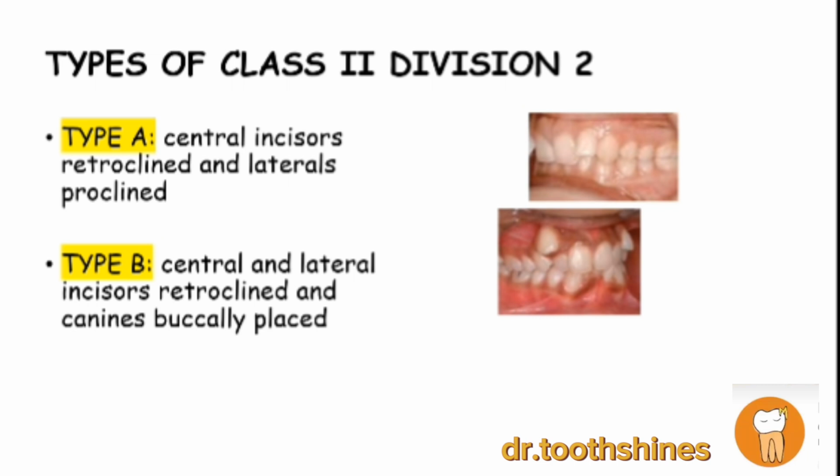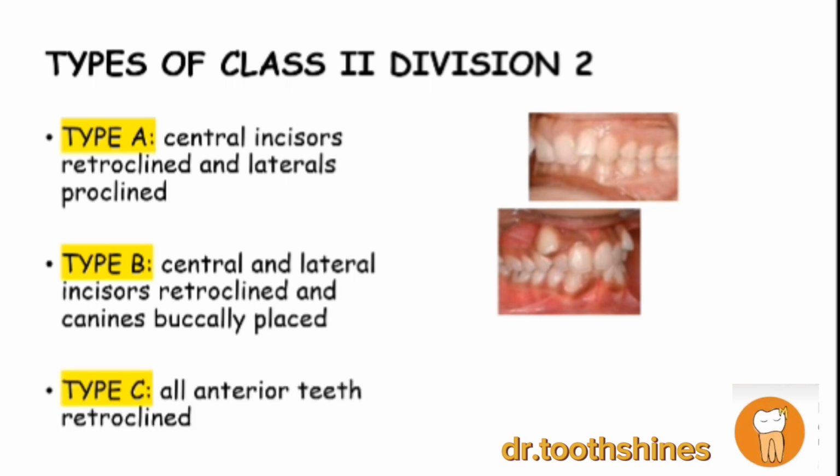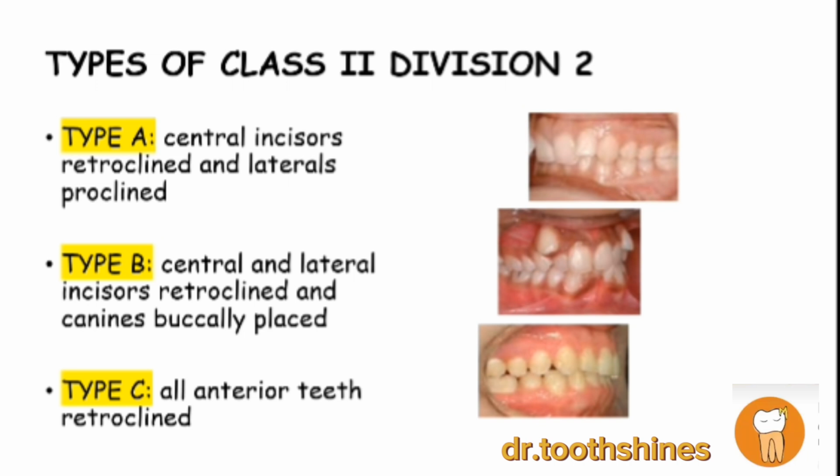If you compare to type A, the difference is that in type A the central incisors are retroclined and the lateral incisors are proclined, and there is no buccally placed canine. It is normal in position. Now we will talk about type C. In type C, all anterior teeth are retroclined.